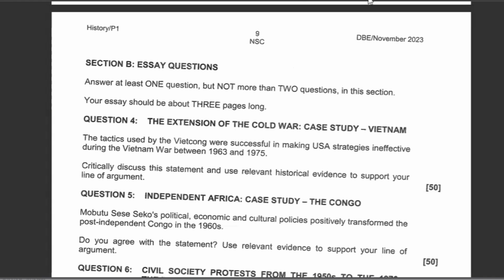All right, we are continuing with our discussion on the essay question, question number 4 on the extension of Cold War, which is a case study of Vietnam. In the meantime, let's shift our attention and look at the strategies that the USA tried to use, which were counteracted and made ineffective by the tactics that the Viet Cong guerrillas implemented during the Vietnam War. When looking at the US strategies, we need to analyze how they were counteracted by the Viet Cong strategies and how they were made ineffective.